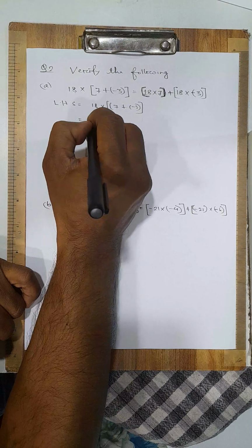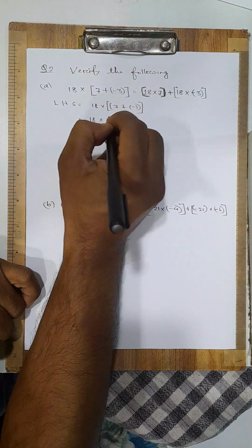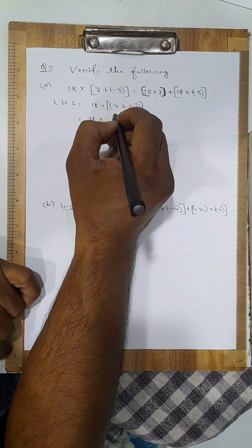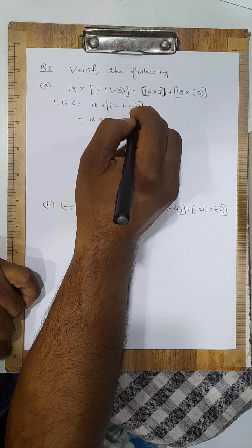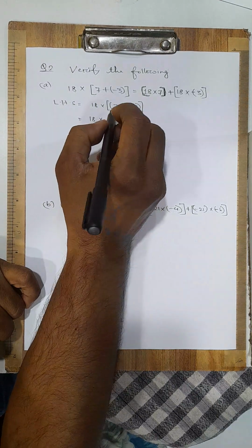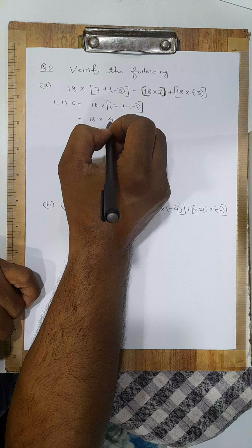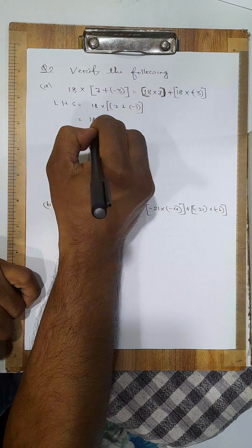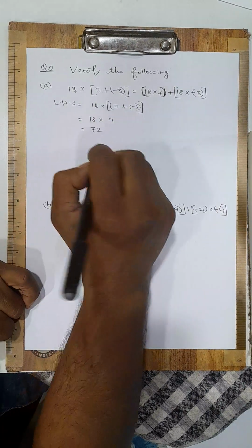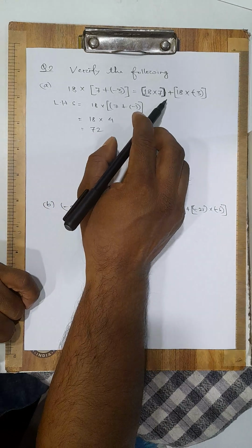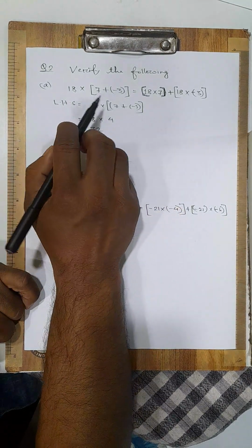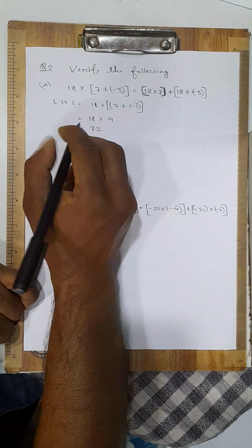So we will simplify this: 18 multiplied by (7 plus minus 3). So you find the difference of 7 and 3. This is 4. The larger integer is positive, so it is positive. 18 fours are 72. Now we have to prove that the right hand side is also 72. Then we can say that the left hand side and right hand side are the same.